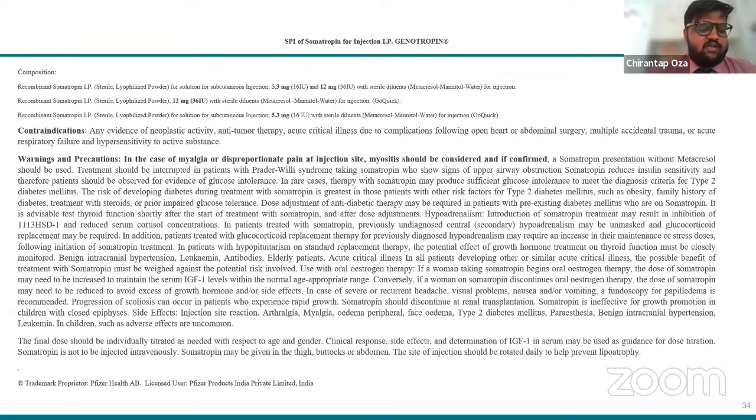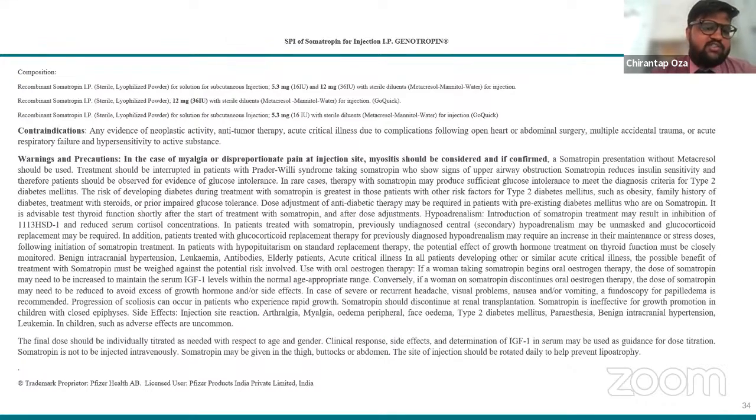So as mentioned, the indications of giving growth hormone include growth hormone deficiency or multiple pituitary hormone deficiency, Turner syndrome, Noonan syndrome, Prader-Willi syndrome, SHOX gene mutation, chronic kidney disease, idiopathic short stature, and small for gestational age, which would be discussed in the next session.